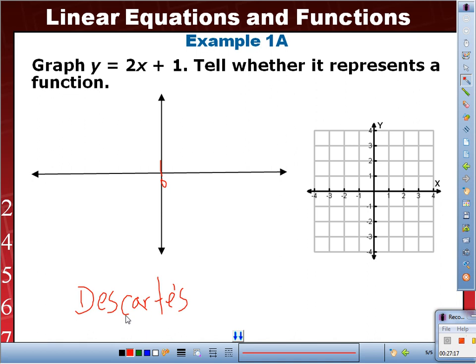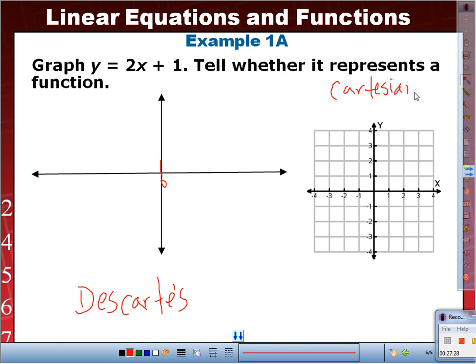And that's why this is also known as the Cartesian plane. Do you guys see that? The Cartesian plane, also known as the coordinate plane. Why did we now call it the coordinate plane? Because anytime that we place a point, we give coordinates.